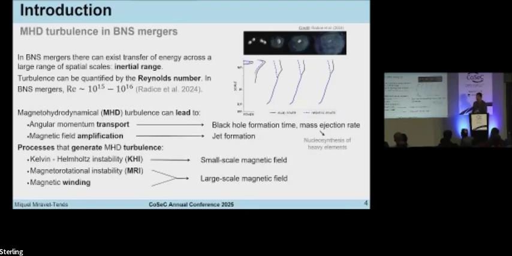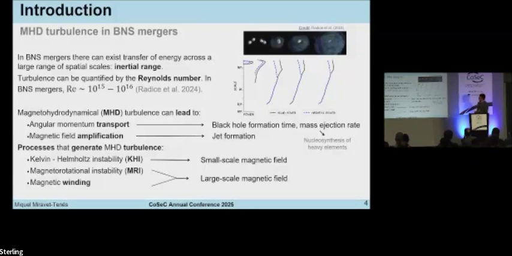So in this scenario, in BNS mergers, there can exist transfer of energy across a large range of spatial scales, known as the inertial range of scales, and turbulence can be quantified by the Reynolds number, which is the ratio between the inertial forces and the viscous forces. In BNS mergers, for example, the Reynolds number can reach values up to 10^15 or 10^16. And for information, a fluid is regarded as turbulent when the Reynolds number is 10^3. So you can see the fluids in BNS mergers are very, very turbulent.